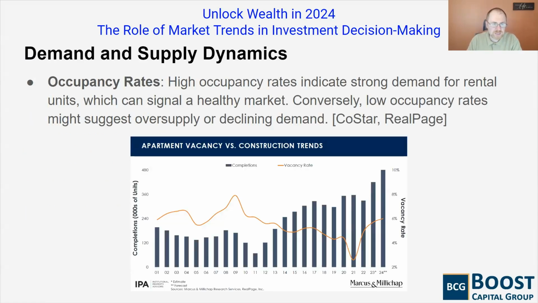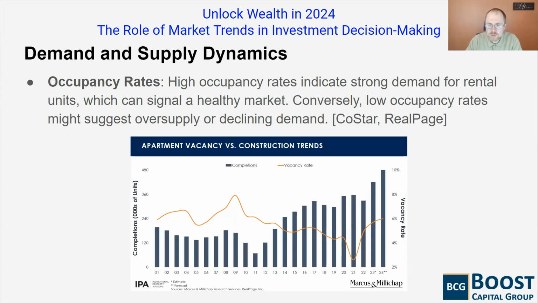Demand and supply dynamics. As we discussed in either the prior call or the one before that, we spend a lot of effort monitoring occupancy rates. High occupancy rates in a particular market show a strong demand for rental units. In other words, it's a healthy market. Conversely, low occupancy could be the result of oversupply, shows declining demand, and basically is a market that you don't want to invest in.